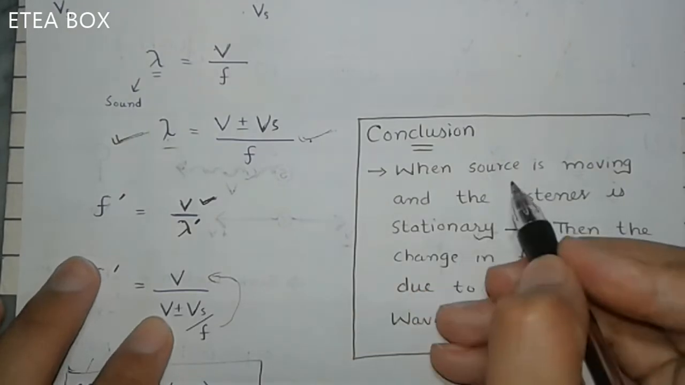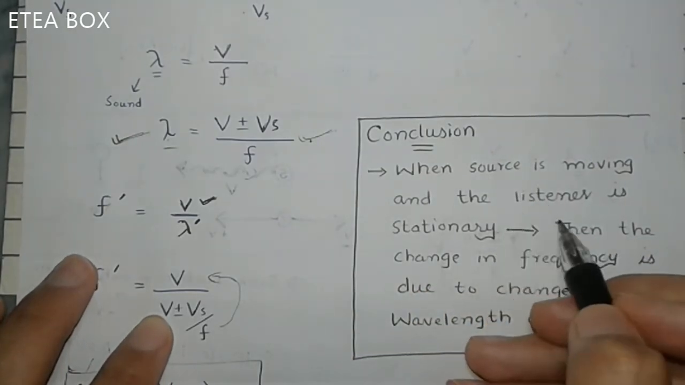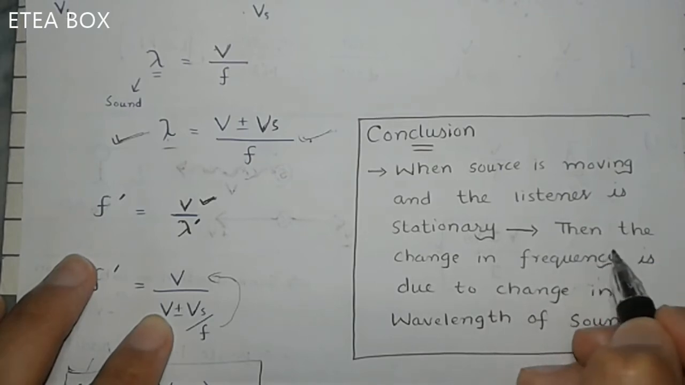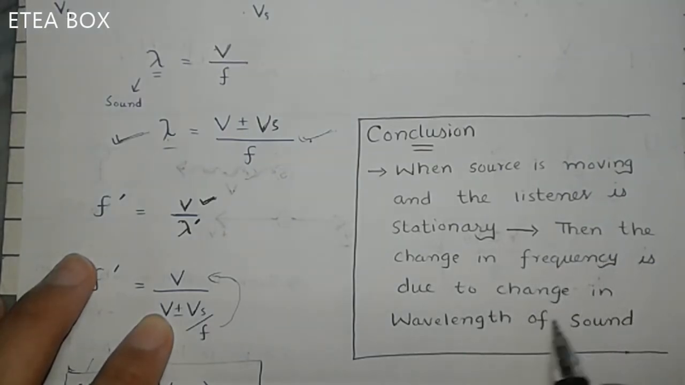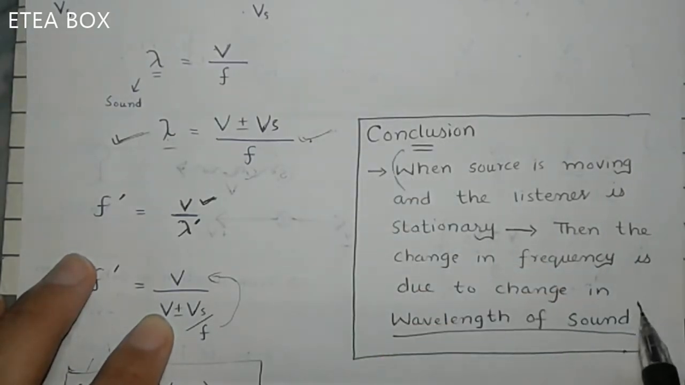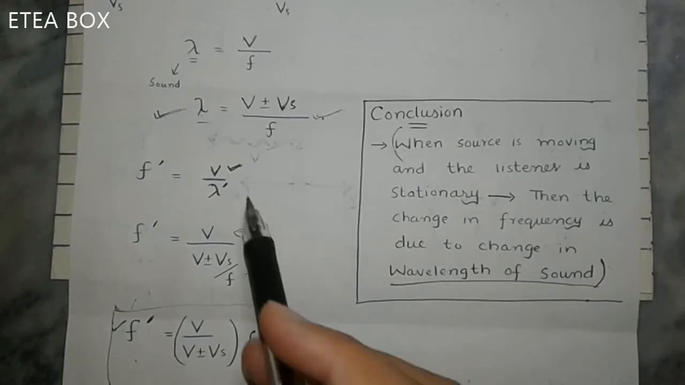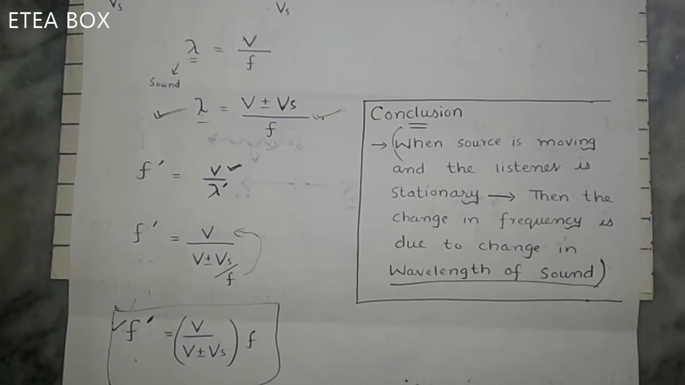What is the conclusion? When the source is moving and the listener is stationary, then in that case the change in frequency is due to the change in wavelength of sound. Memorize this one: when the source is moving and the listener is stationary, the change in frequency is due to the change in wavelength of sound.